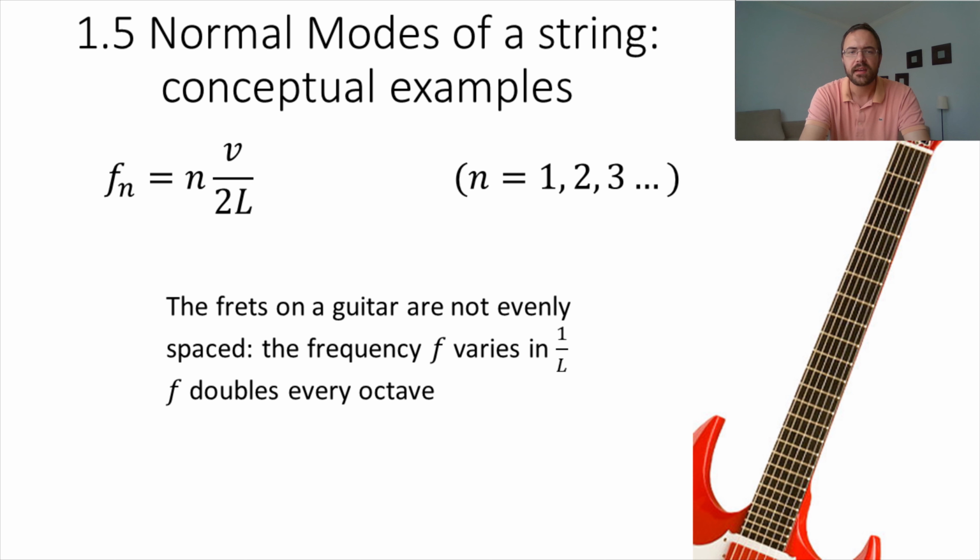Also, note that because it is an inverse function, the variation of the frequency with the length of the string is not going to be linear. And this is why, for example, the frets on a guitar are not evenly spaced, because it's not linear, it's an inverse function. The frequency varies with 1 over L.